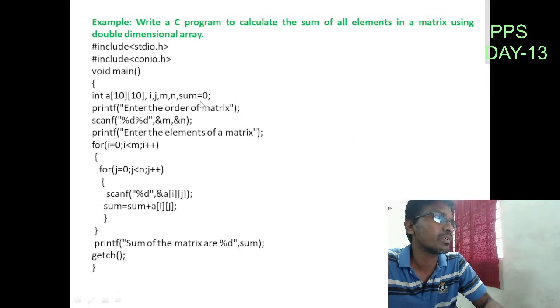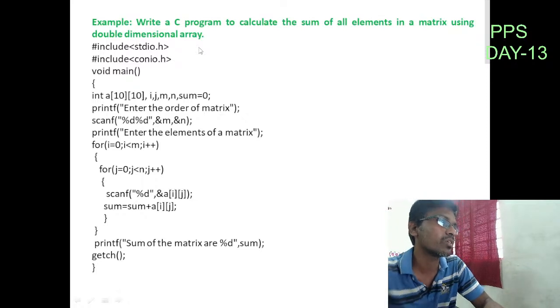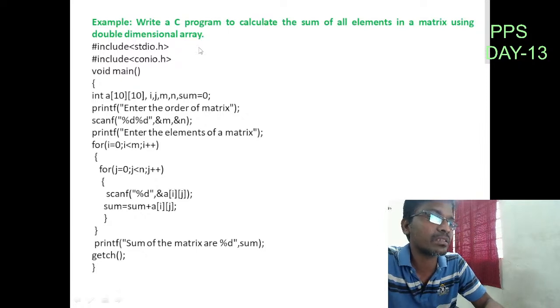So this is an example for the sum of all elements in a matrix, by using double dimensional arrays. With the help of double dimensional arrays, we can solve matrix problems like sum of the matrix elements, matrix addition, matrix subtraction, matrix multiplication, transpose of a matrix, and so on. Different types of operations can be done on double dimensional arrays. If you use a matrix, then you should use a double dimensional array.